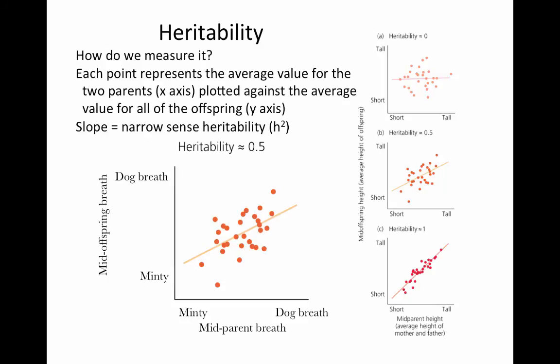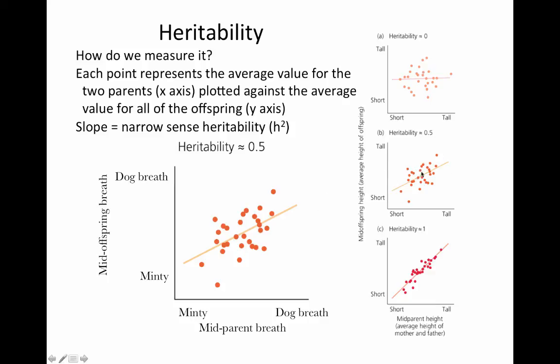So let's look at what each of these ranges of value mean in terms of how we can interpret these graphs. Let's start here at the bottom with a heritability of 1. So again, in this case, the axes are tall versus short, but this is mid-parent versus mid-offspring. Tall parents give rise to tall offspring. Short parents give rise to short offspring. There's a very reliable correlation. So what this means is that most of the phenotypic variation in height in this population is due to genetic variance.